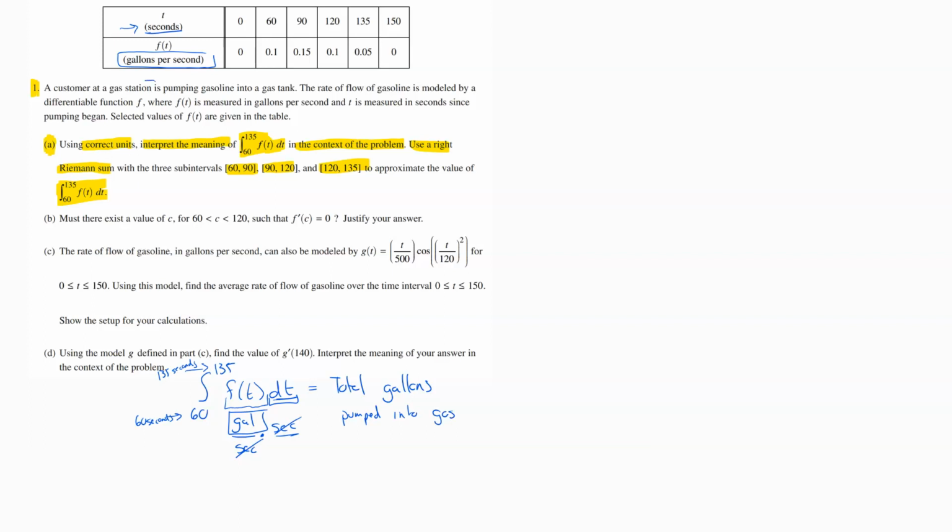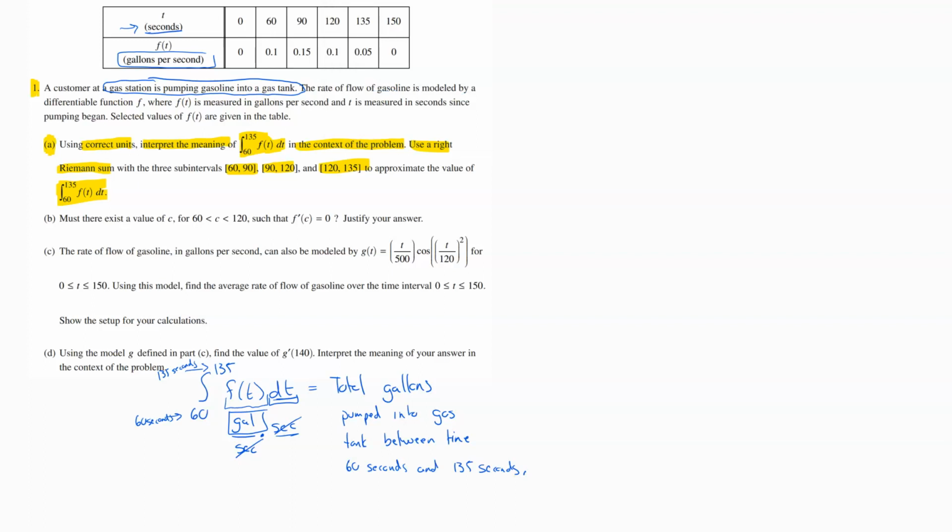So they're saying a customer at a gas station is pumping gasoline into the tank. So it's the total gallons pumped into the gas tank between time, whatever that lower limit is, 60 seconds, and 135 seconds. So that's the first part of this. What does it mean? It's the total amount of gallons pumped into the gas tank between the time 60 seconds and 135 seconds.